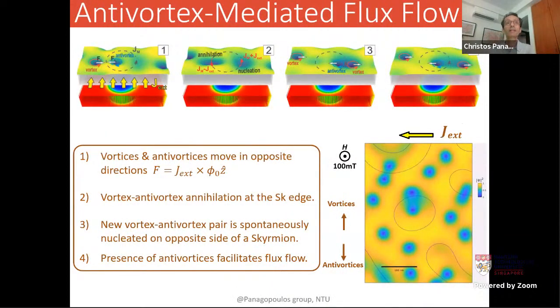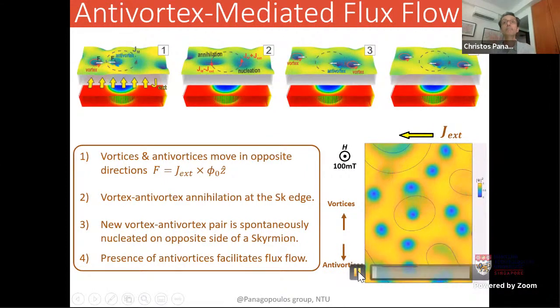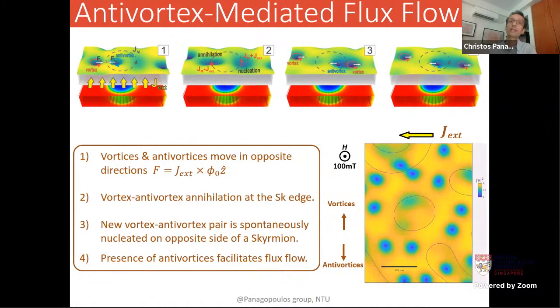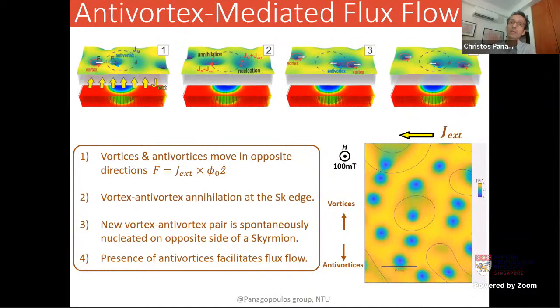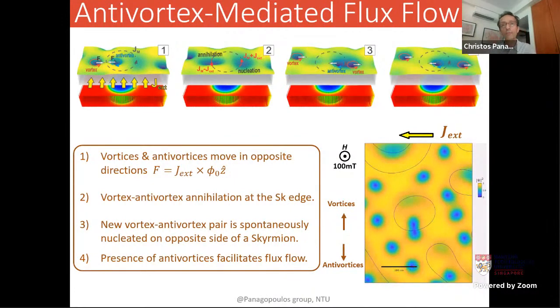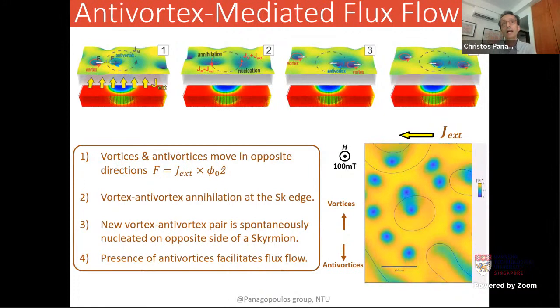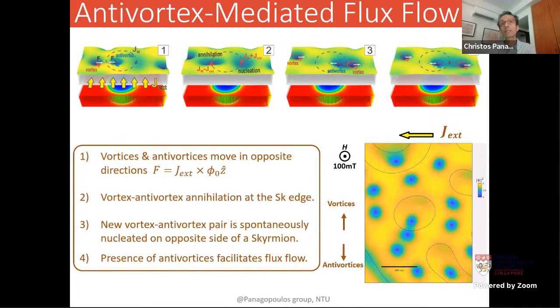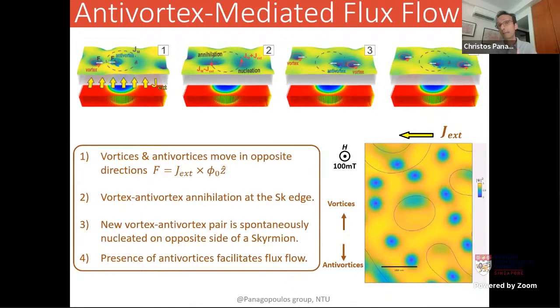Also, we find that the nucleated vortices and anti-vortices move in opposite directions, perpendicular to the current, and vortex-anti-vortex attraction weakens the vortex screening current repulsion, and therefore we observe a vortex-anti-vortex annihilation at the Skyrmion edge. We can see a new vortex-anti-vortex pair in the movie being created, or in other words, spontaneously nucleated on opposite sides of a Skyrmion, and the presence of anti-vortices facilitating flux flow.